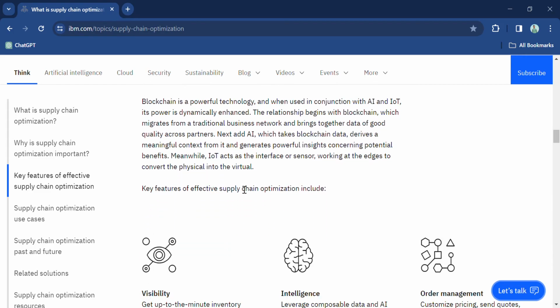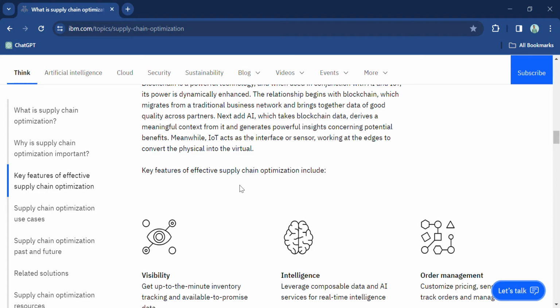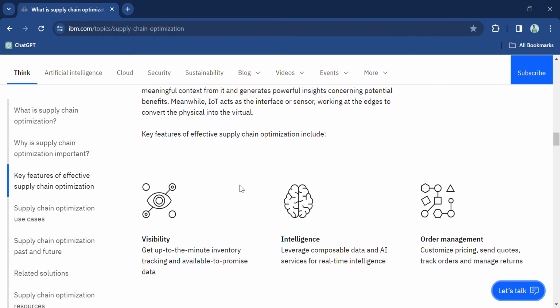Key features of effective supply chain optimization. Blockchain is a powerful technology, and when used in conjunction with AI or IoT, its power is dynamically enhanced. The relationship begins with blockchain, which migrates from a traditional business network and brings together data of good quality across partners. Next, AI takes blockchain data, derives a meaningful context from it, and generates powerful insights concerning potential benefits. Meanwhile, IoT acts as the interface or sensor, working at the edge to convert the physical into virtual.